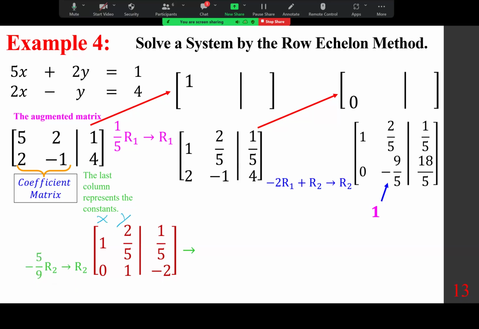This is the x column, this is the y column. This means x plus 2 over 5 times y equals 1 over 5. This means 0x, we don't have to write it, y equals negative 2, which means we have one of the solutions. Now we're going to do back substitution. We're going to replace this with negative 2, everybody.